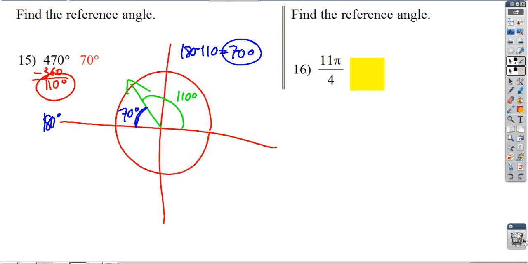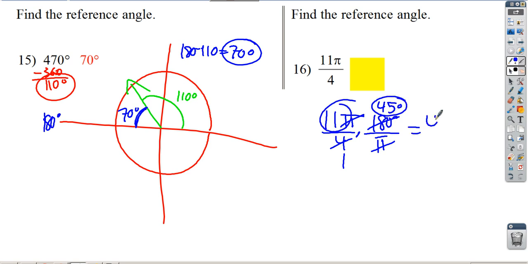And this one's giving us radians, so it would be easiest to change this into degrees first, just to keep it simple. So that's the same as 180 over pi. The pi's cancel. 4 goes into itself once and into 180 45 times. And then 45 times 11 is 495 degrees. And that's like this problem.